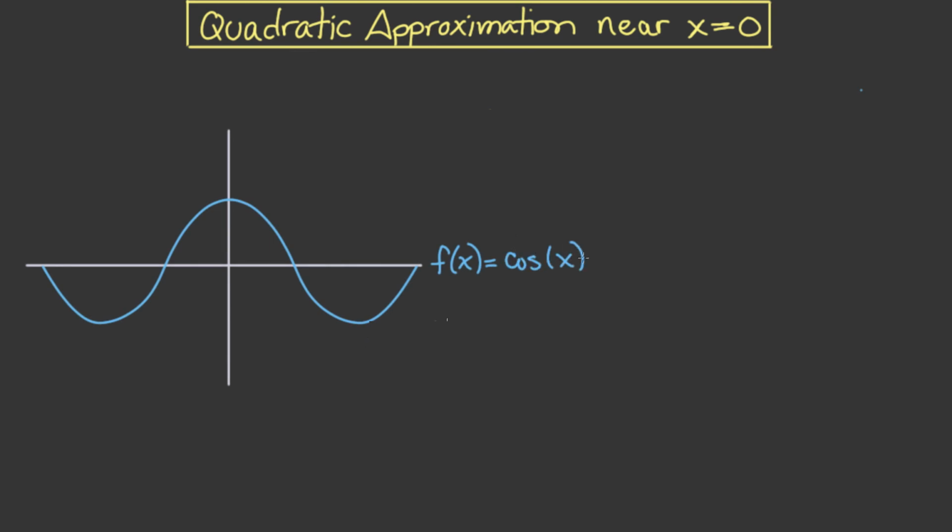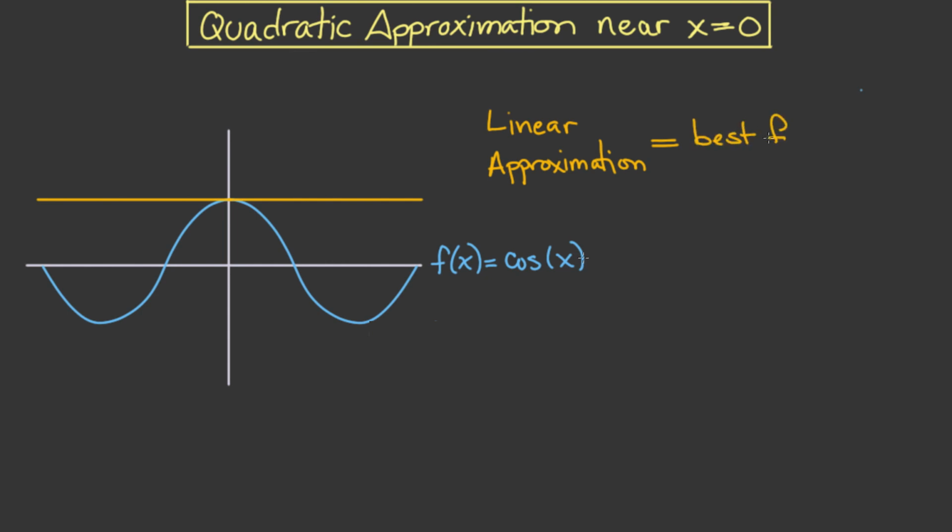First, I want to remind you what the linear approximation means geometrically. The linear approximation near x equals 0 is the tangent line, which is this horizontal line. And a good way to think about the linear approximation is as the best fit line to the function at x equals 0.